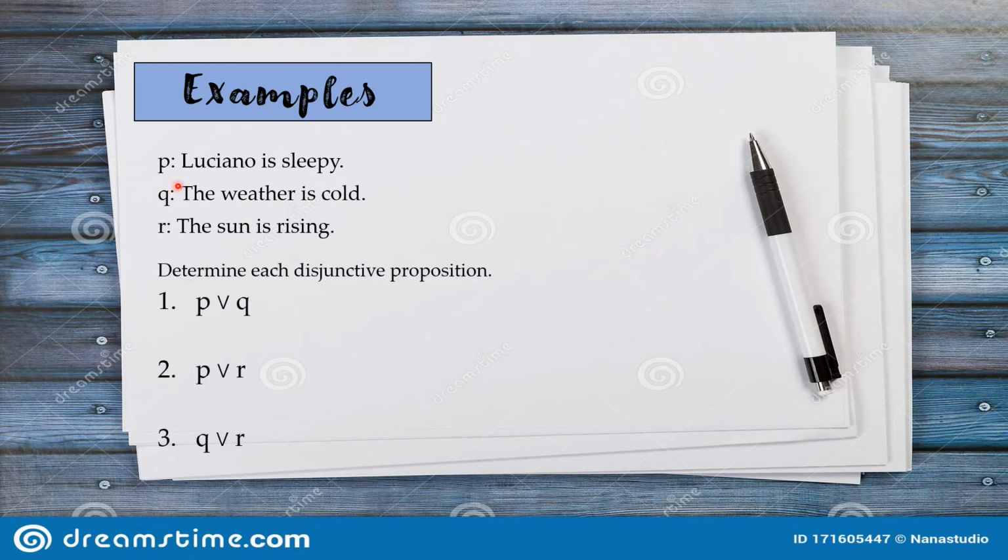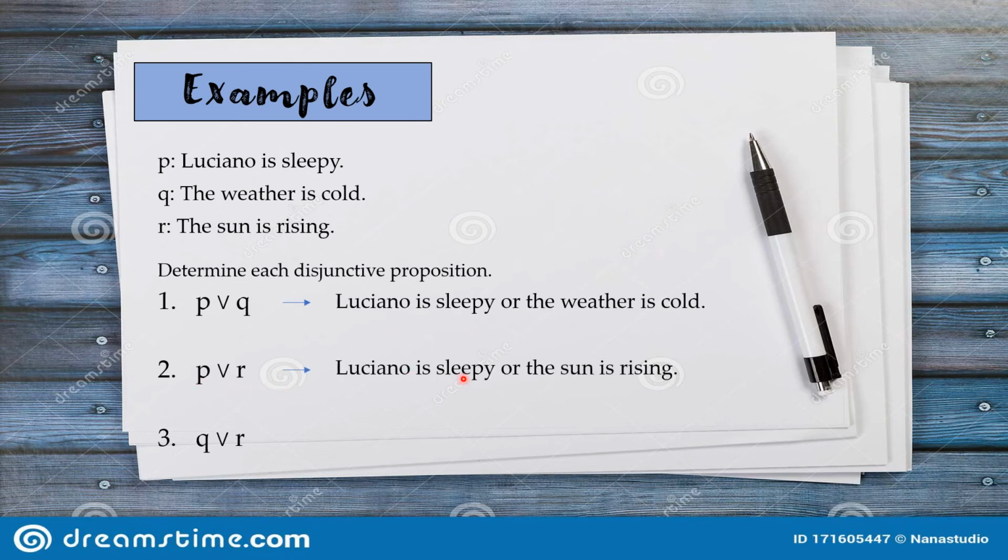Another example, proposition P, Luciano is sleepy. Proposition Q, the weather is cold, and proposition R, the sun is rising. Determine each disjunctive proposition. P or Q. Luciano is sleepy or the weather is cold. P or R. Luciano is sleepy or the sun is rising. Q or R. The weather is cold or the sun is rising.